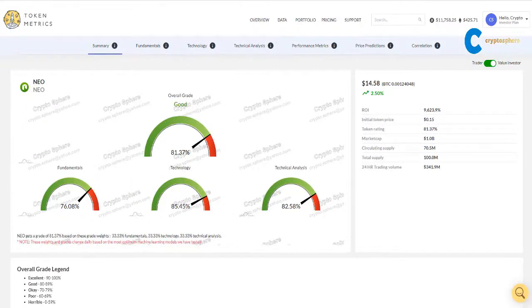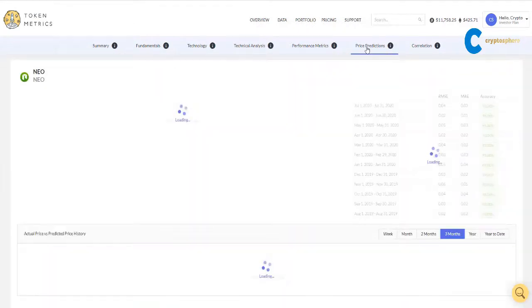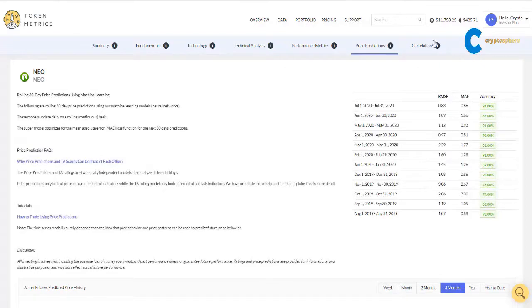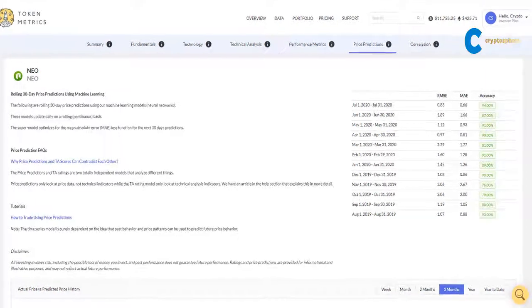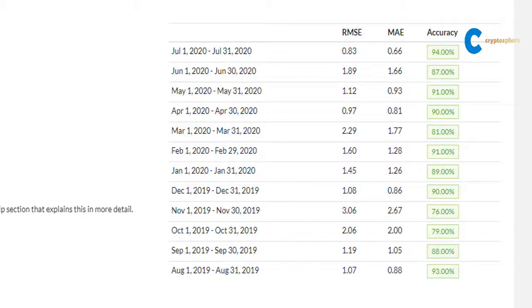Again, you have a lot of data to go through. From fundamentals to technology, technical analysis or performance metrics. They are all important, but we would like to show you the price prediction, because we think this is the most exciting data. On the right you will find the accuracy. That means how well Token Metrics predicted the price in the past. For NEO, they came very close, as you will see in the chart I'm going to show you.